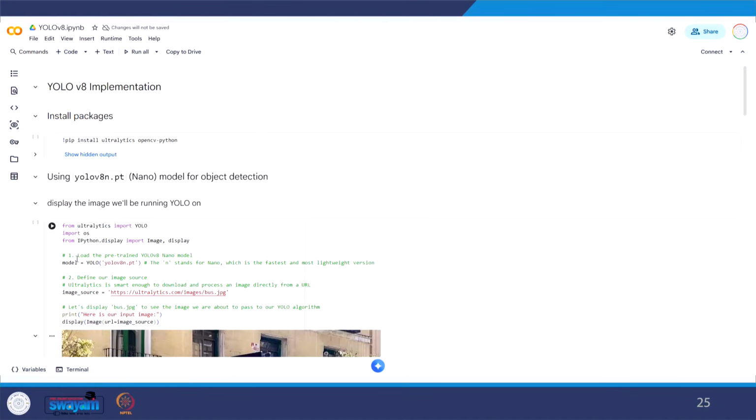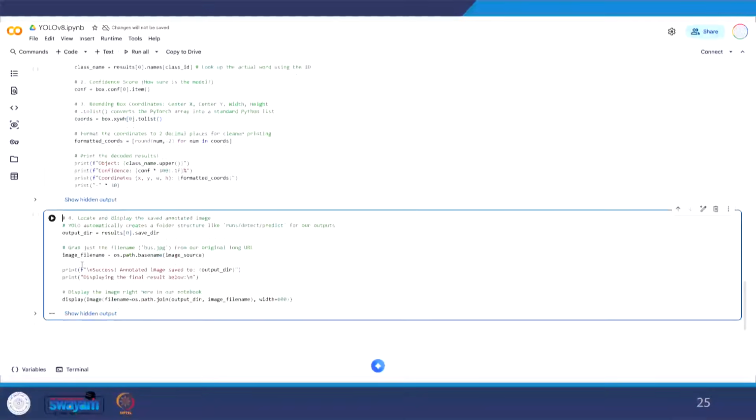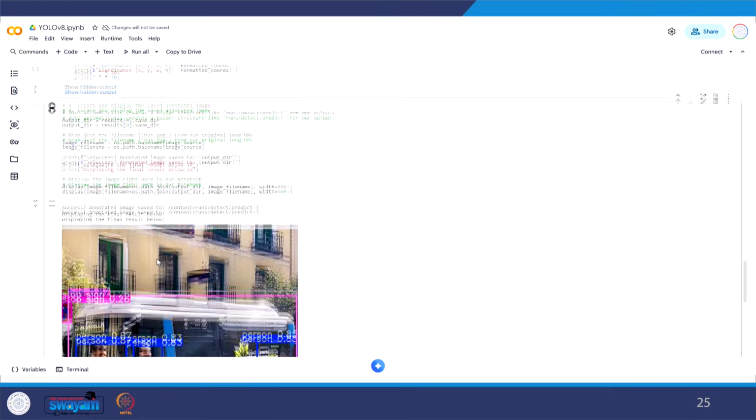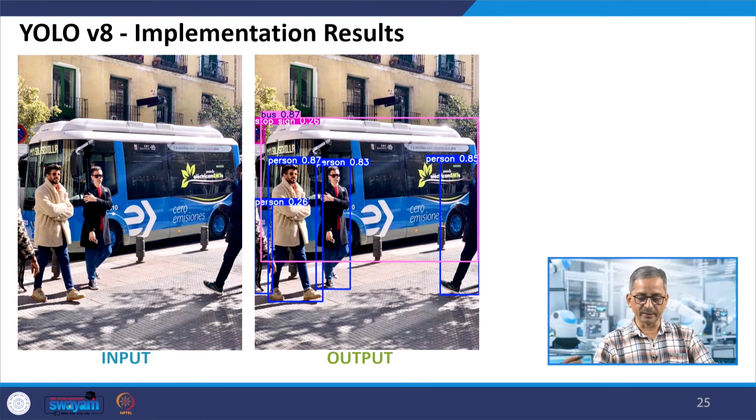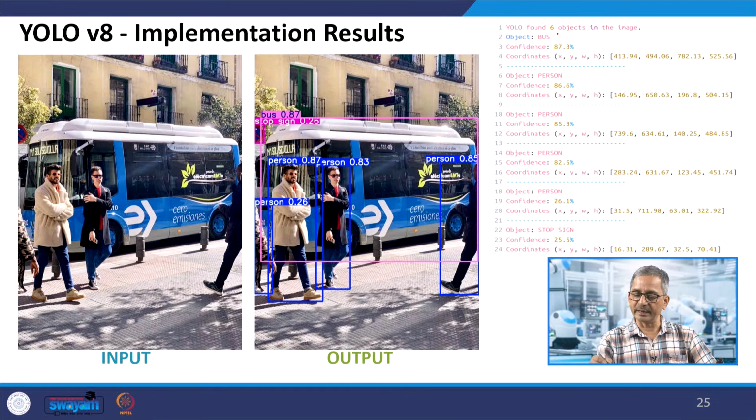I can run this code, and we have the output over here. You see, this is what the output is. It identifies the objects, the person with the box, the bus, the stop sign, and it gives the confidence score. This is the implementation result I have shown in the live demo. It shows the object, the confidence score, and also the coordinates, x, y coordinate, width and height. So, the bus, person, person, person, person and the stop sign.